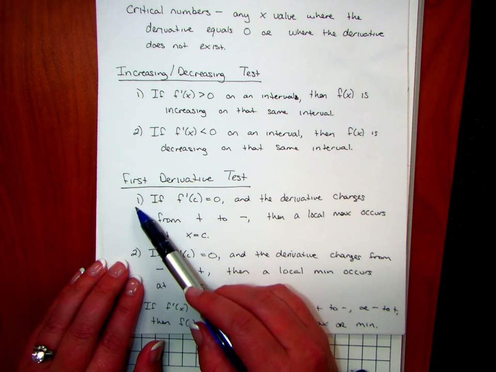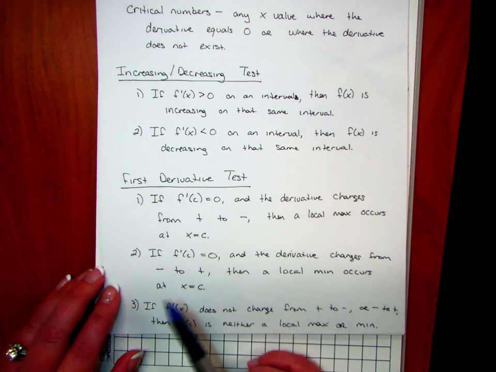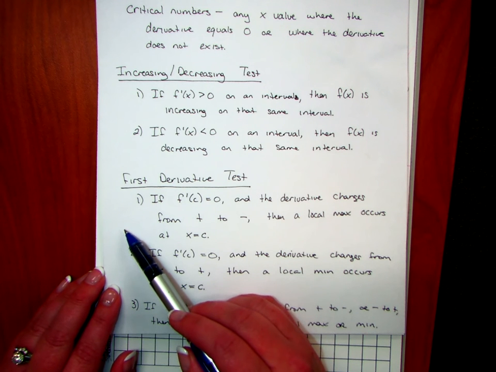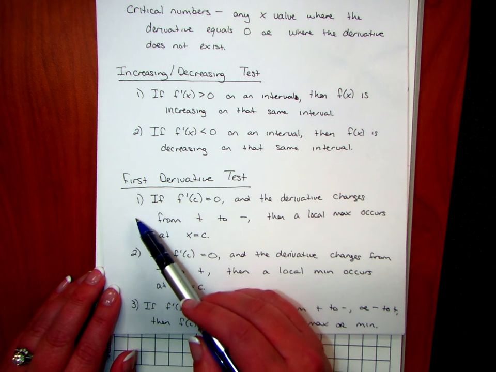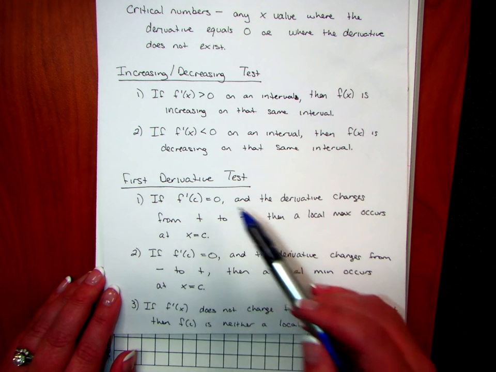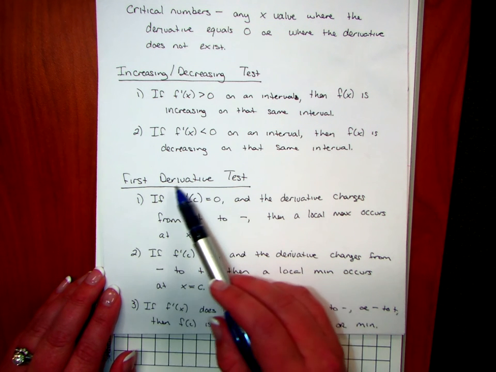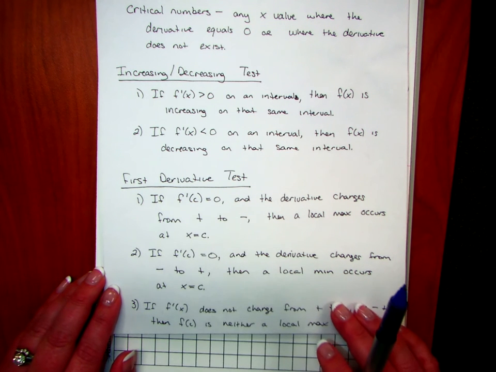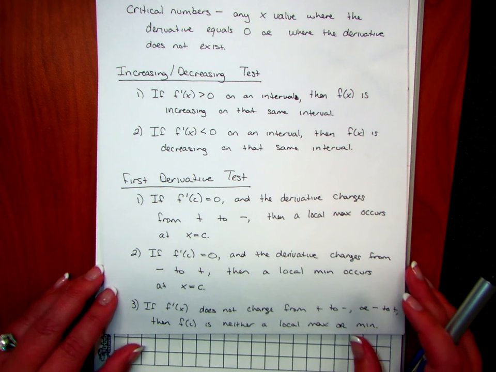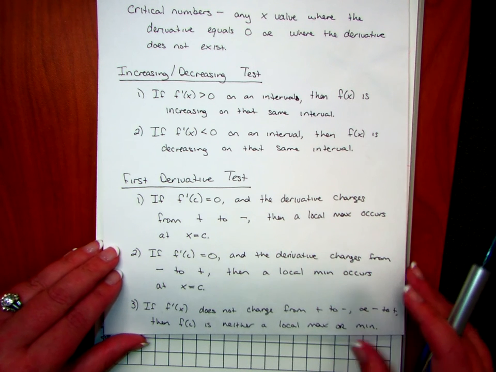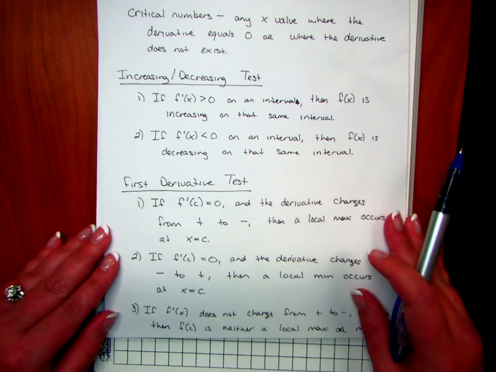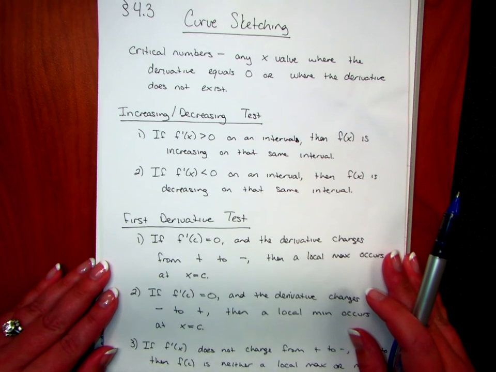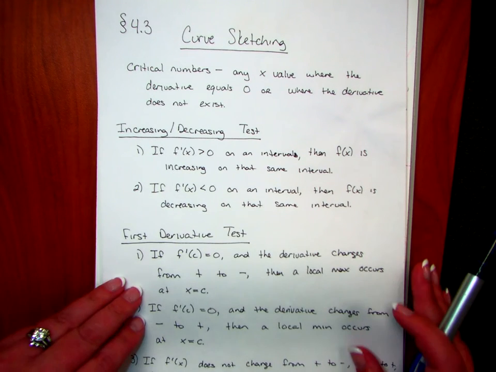Now, what happens when the derivative doesn't exist? A lot of times it's where there's an asymptote or where there's a sharp point. Sometimes those sharp points can still be considered maxes and mins. So we're going to test this for where the derivative equals 0 and where the derivative does not exist. Let me just do one example for you using the increasing decreasing test and the first derivative test to get you going on the homework.